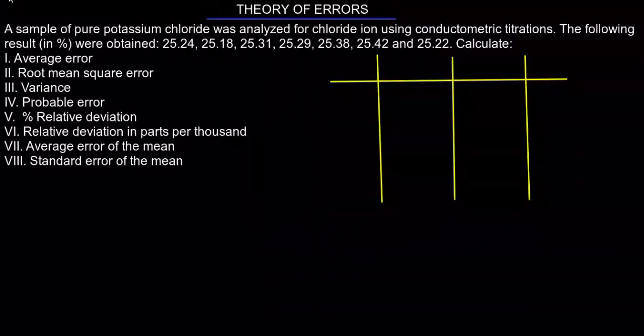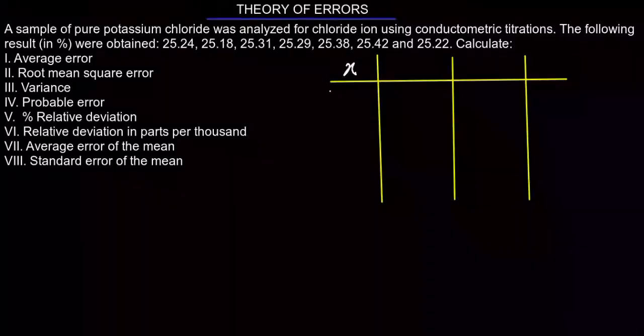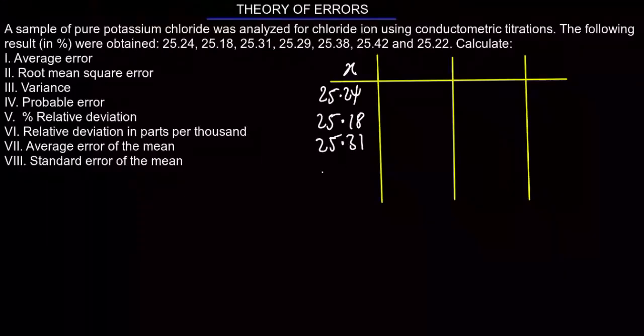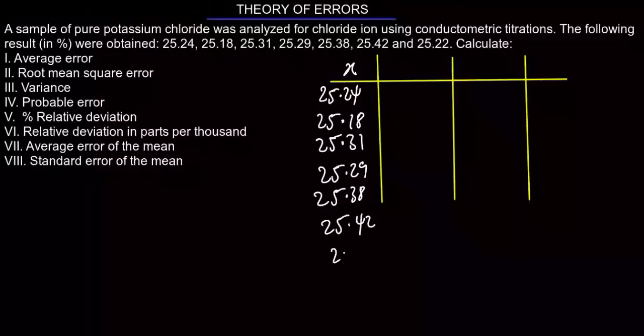So this is x. So we have 25.24, 25.18, 25.31, 25.29, 25.38, 25.42, and 25.22. So this is what we have. So let me copy that.